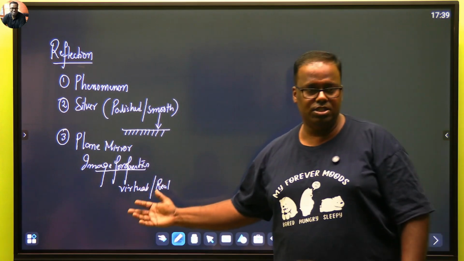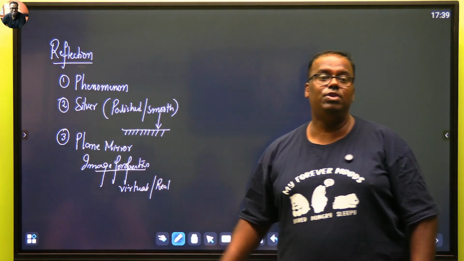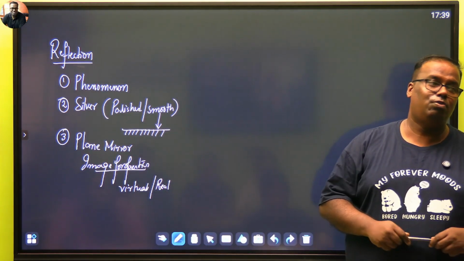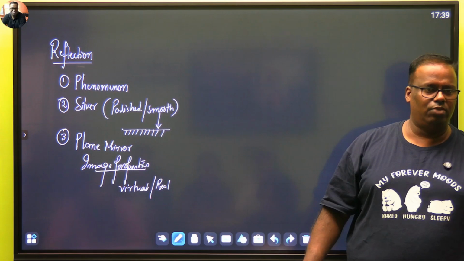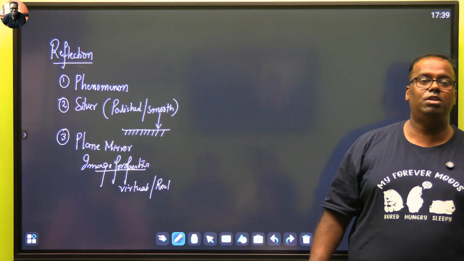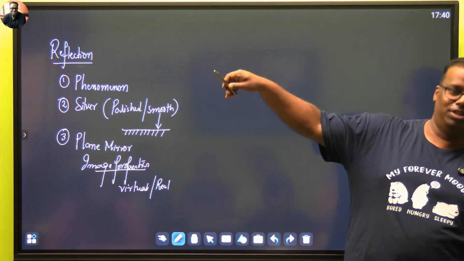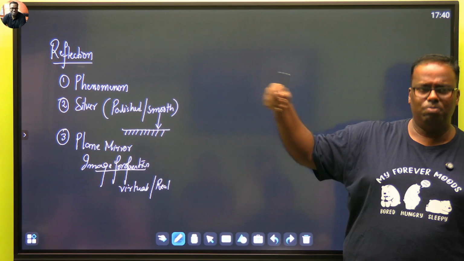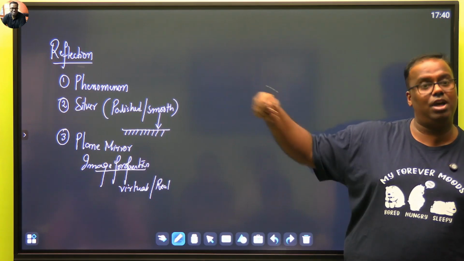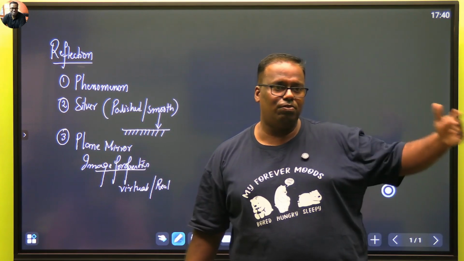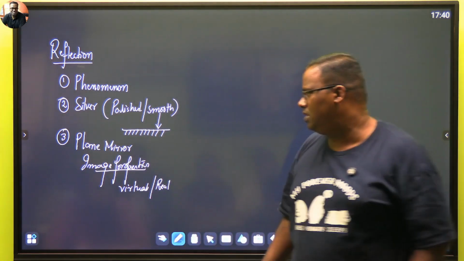Only real images can be taken on screen. So one of the ways to distinguish between a plane mirror and a concave mirror is that a concave mirror will form an image which will fall on a screen like a window or a curtain, but a plane mirror will never give an image on a screen, because in a plane mirror the image is formed behind the mirror. So in a plane mirror the image is always formed behind the mirror, right? Whereas in a concave mirror the image will always be formed in front, barring one case which we will see slowly.